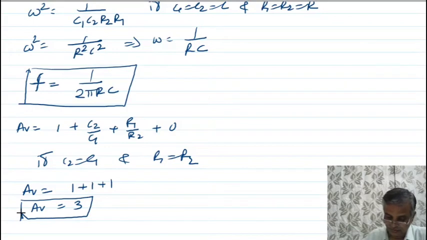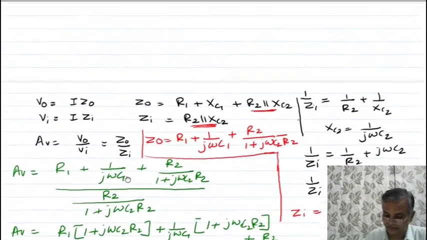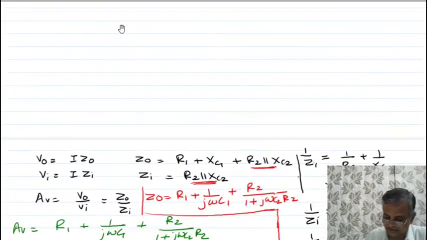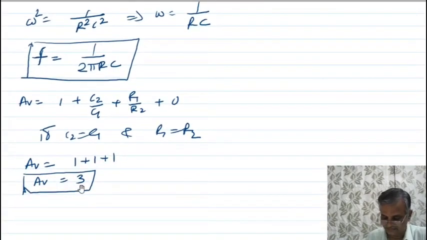Now, you may have a question, what is the advantage of this? See, the advantage of this bridge is that here gain of 3 is required. Gain is how much required? Only 3. It means it gives good stability. So the stability of the circuit is more compared to the RC phase shift oscillator.